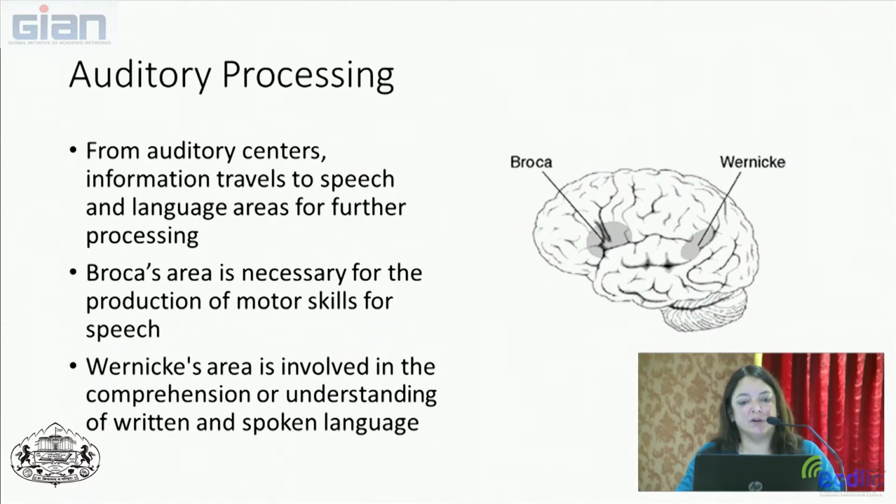So again, Broca's area is necessary for production of motor skills. Wernicke's area is involved in comprehension or understanding of the written word. You can see Broca's area is up there in the frontal cortex, sort of on the downside of the motor strip. That makes sense because that's a motor area of the brain. Wernicke's is more back in the parietal lobe, which is part of the understanding of things and the putting together of things that come into the brain.